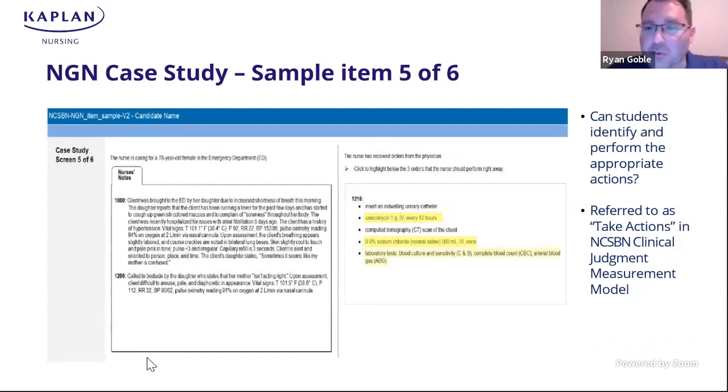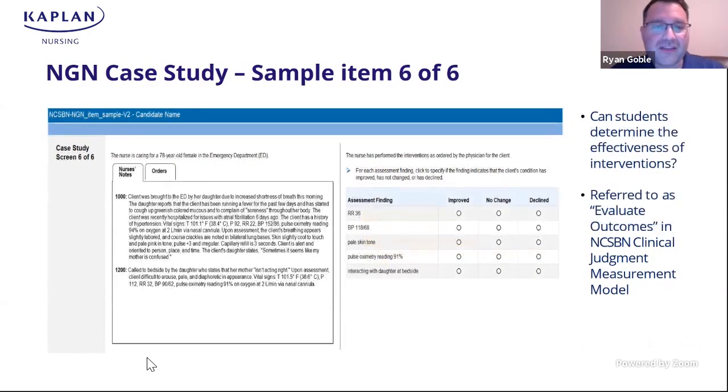Here we have a highlighting question, and can the student identify and perform appropriate actions? This is referred to as take actions in that measurement model. And then lastly, you see another matrix item. With this question, can the student determine the effectiveness of interventions? That would be referred to as evaluate outcomes in NCSBN's clinical judgment measurement model.